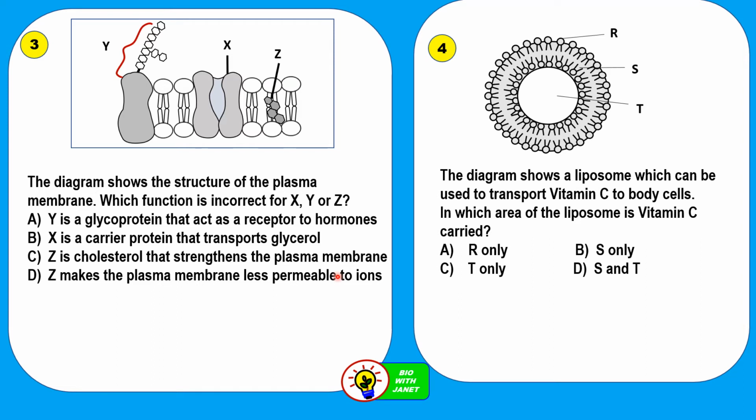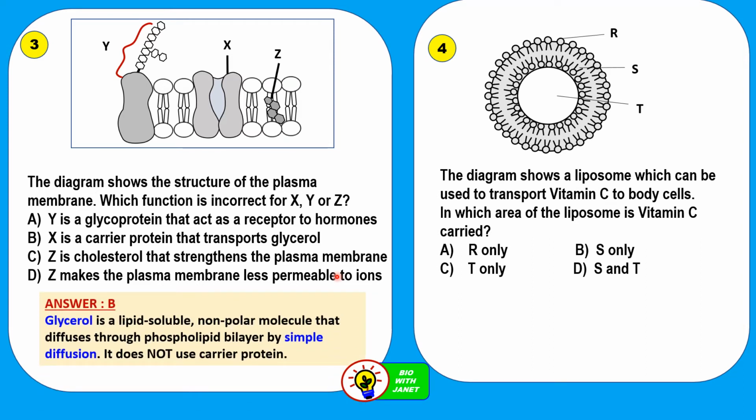What is your answer? Now the answer is B. X is a carrier protein that transports glycerol. Notice that the question is which function is not correct. So B is not correct. Let's have a look at B first. Now, X is a carrier protein. That's correct, because the shape is like this.